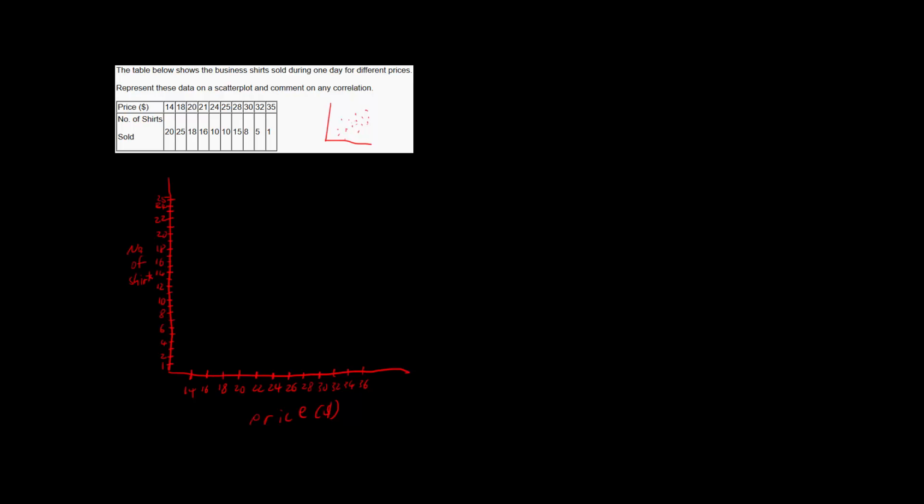Okay, so that's my two axes, and now I just basically take my points and I plot them on the graph. I can just simply work from left to right and plot them as coordinates. So I have 14, 20, the first point. 18, 25. 20, 18. 21, 16, so 21 is halfway between 20 and 22, we want 16, it's about there.